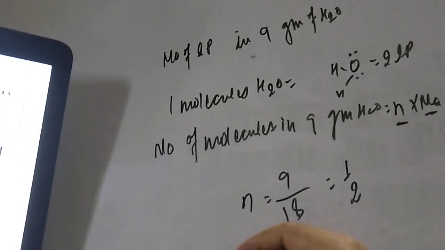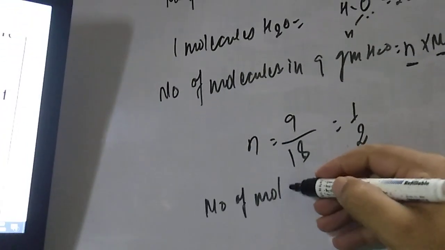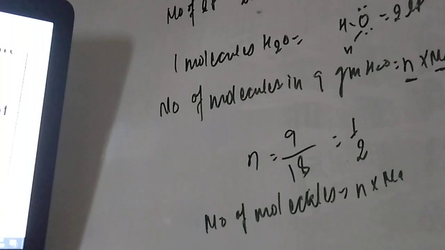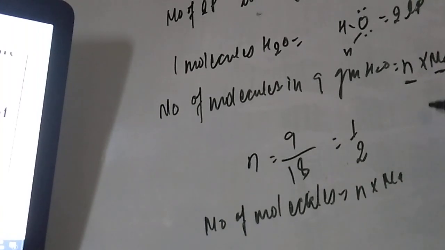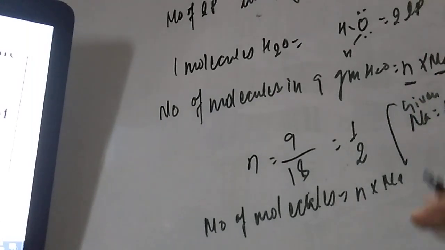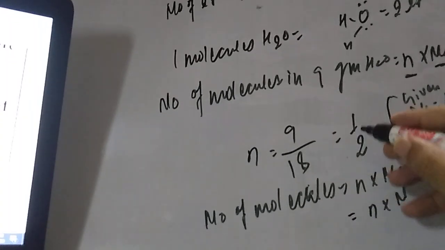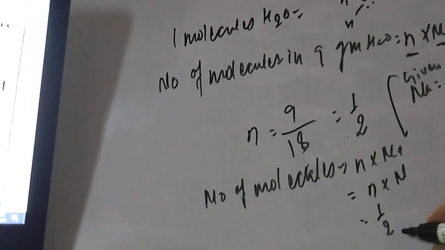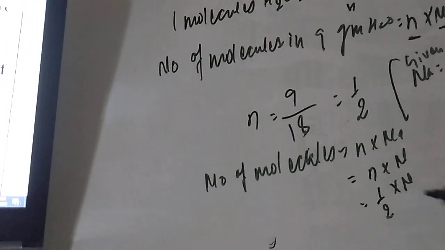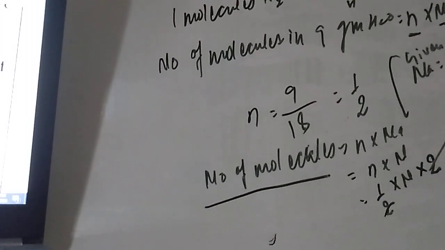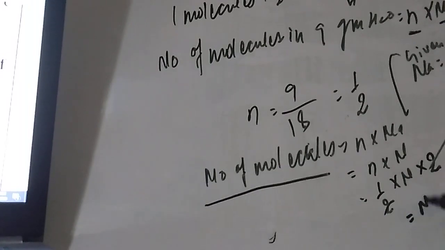1/2. So how are you calculating the number of molecules, students? Number of molecules is N into Na. And in the question they have given that N is the Avogadro number, so Na is equal to N. So we replace Na with capital N, and the mole we got is 1/2. We got 1/2 into N, and this is the number of molecules. In one molecule the number of lone pairs is 2. So 2 cancels out, and it is coming to N. So the correct option will be N.